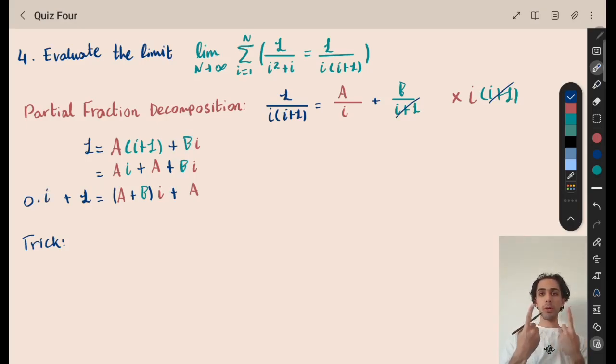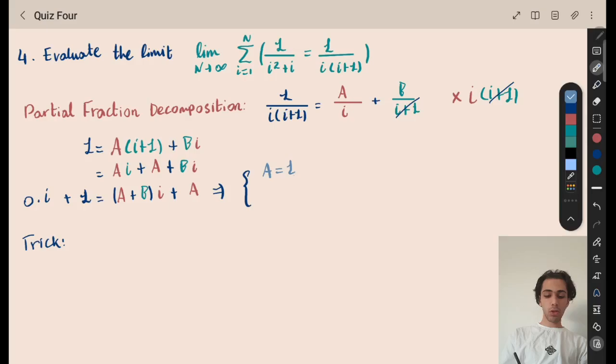And now if I compare the coefficients, I find two things actually. The first thing is that A, which is the constant, will be equal to 1, and A plus B will be equal to 0. So if A is equal to 1 and A plus B is equal to 0, then B must be equal to minus 1. Okay, what does this mean? It means that A is 1 and B is minus 1.